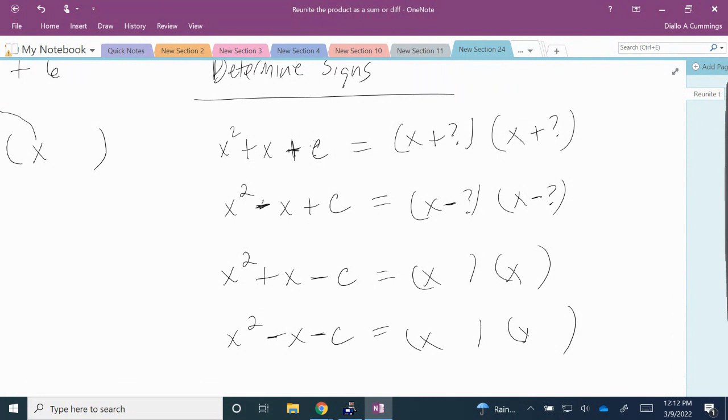However, if your last term is negative, like in these last two setups, it does not matter what the sign of your middle term is. One of the numbers is always positive and one of the numbers is always negative. And this is how you should determine signs.